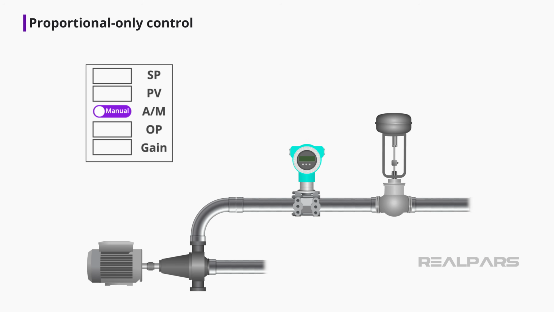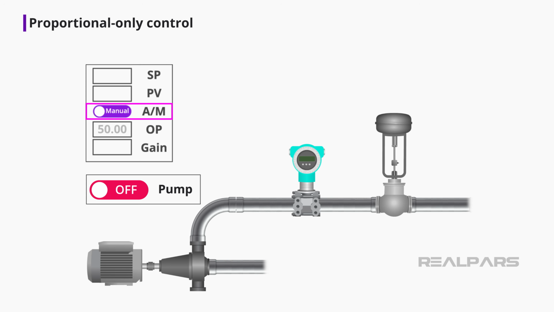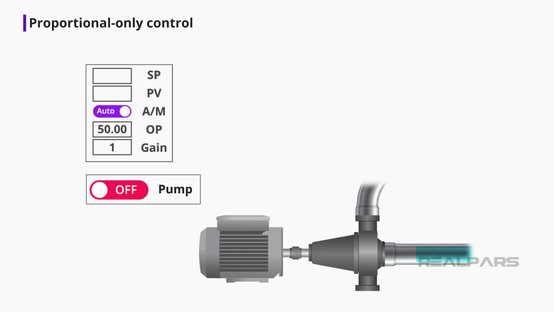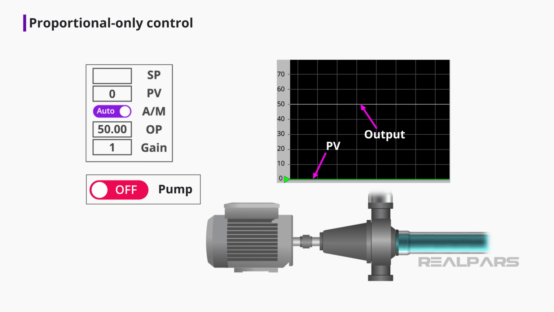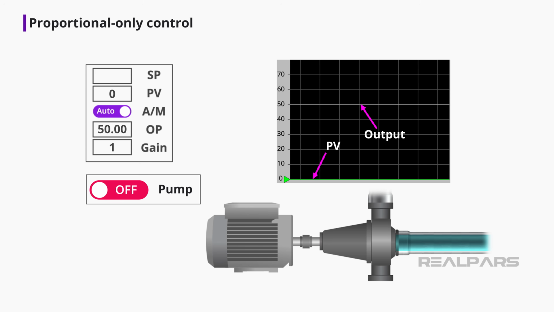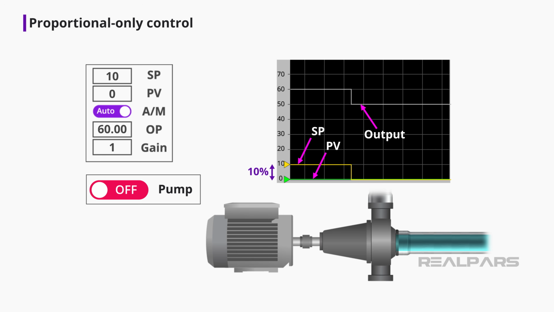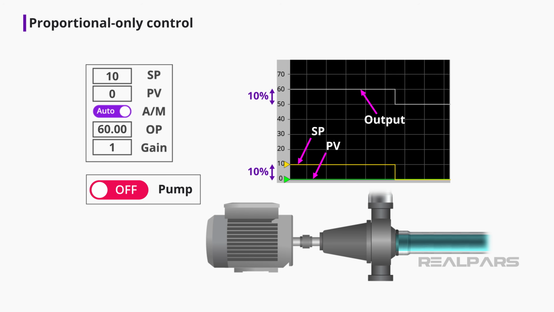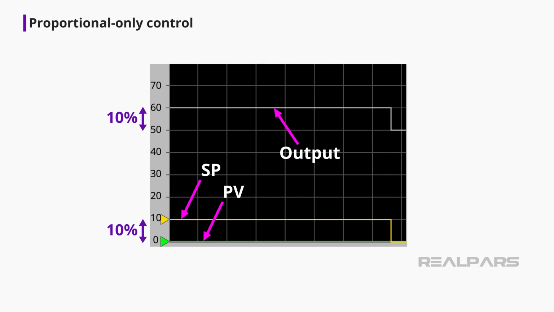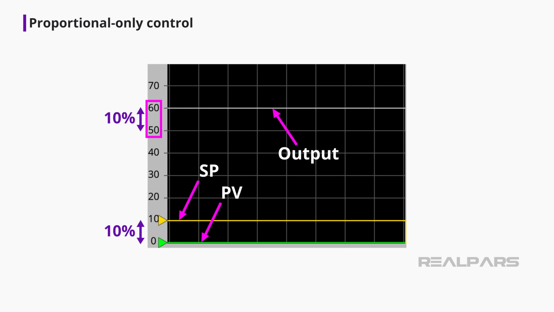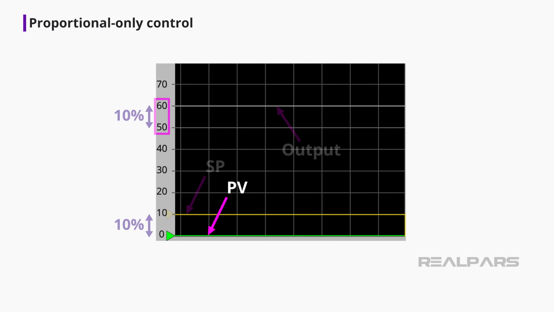Let's look at an example of proportional action and how that math formula applies. We'll start with the pump off. With the controller on manual, we'll set the output to 50%. We'll set the gain to 1. Now, let's set the controller to auto. With the pump off, the PV, or process variable, will be 0. Watch what happens when we change the set point from 0% to 10%. The set point change of 10% produced a 10% change in controller output. Why? The controller output, or CO, changed by 10% from 50% to 60%.